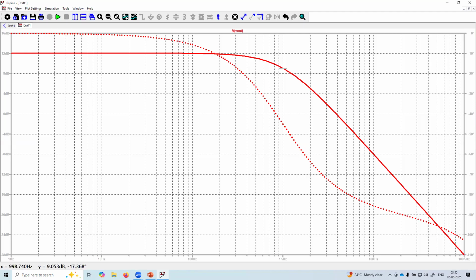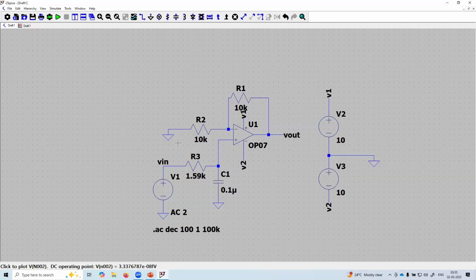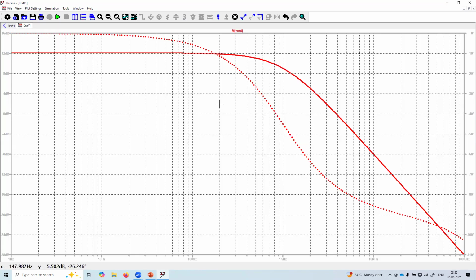So this is all about today's lab. You have to simulate this circuit, and then you have to include all the plots and the calculation in your lab file. This plot also you have to include. Okay. Thank you for the video.